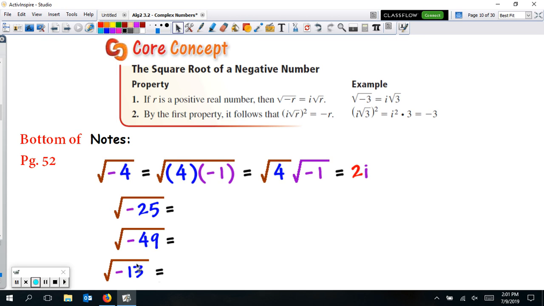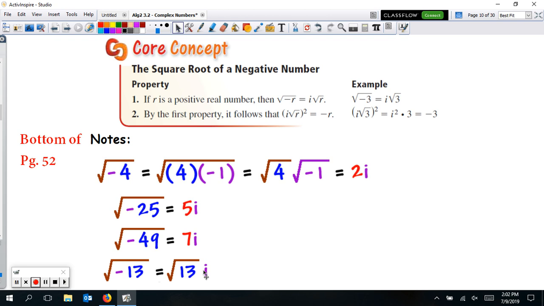Okay, so hopefully you've copied these down. You have answers. Hopefully you're checking for your understanding here to see, did you understand what this was talking about. So the square root of negative 25, well, we know the square root of 25 is 5, but because it's negative, it is going to be 5i. Same thing here. The square root of 49 is 7, but since it's negative, it's going to say 7i. And this one, 13, is not a perfect square, so that's going to remain under the radical sign. But because it's negative, we're going to pull out the negative sign and turn it into an i. So it's going to be square root of 13 times i.